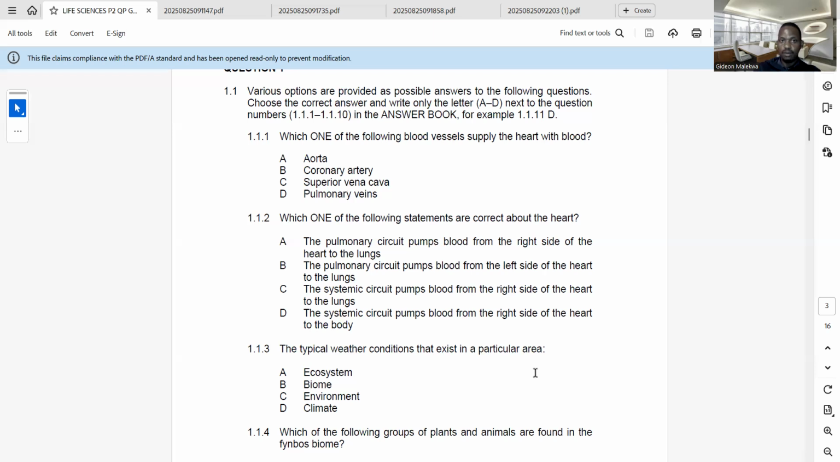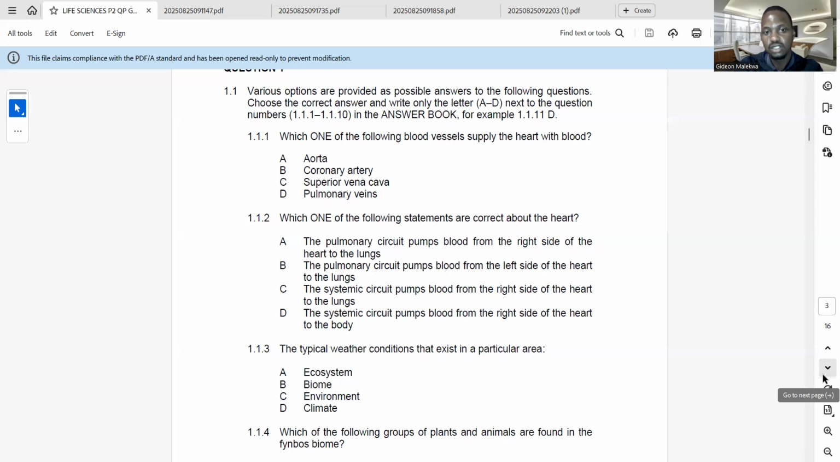So remember, the word artery is associated with carrying the blood away from the heart, and then the vein is associated with carrying the blood from wherever it's coming from to come back to the heart. So vein carrying the blood back to the heart, artery carrying the blood away from the heart. So basically the answer for 1.1.2 is 1.